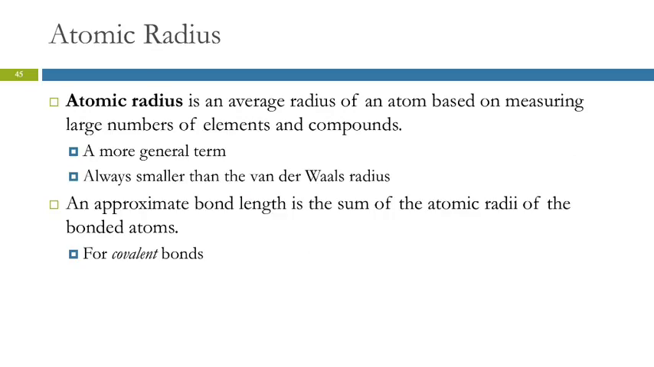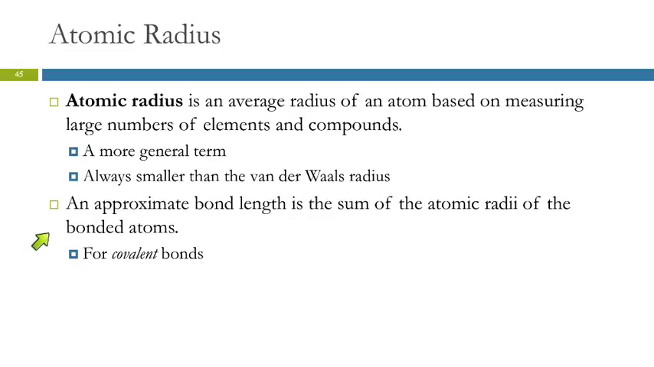What we'll talk about is sort of a generic term, atomic radius. And the way they would quantify this is they'd take an average radius based on measuring different elements in different forms and different compounds and kind of put them together and come up with an average. This is going to be smaller than the non-bonding van der Waals radius, but it's just kind of a general term.